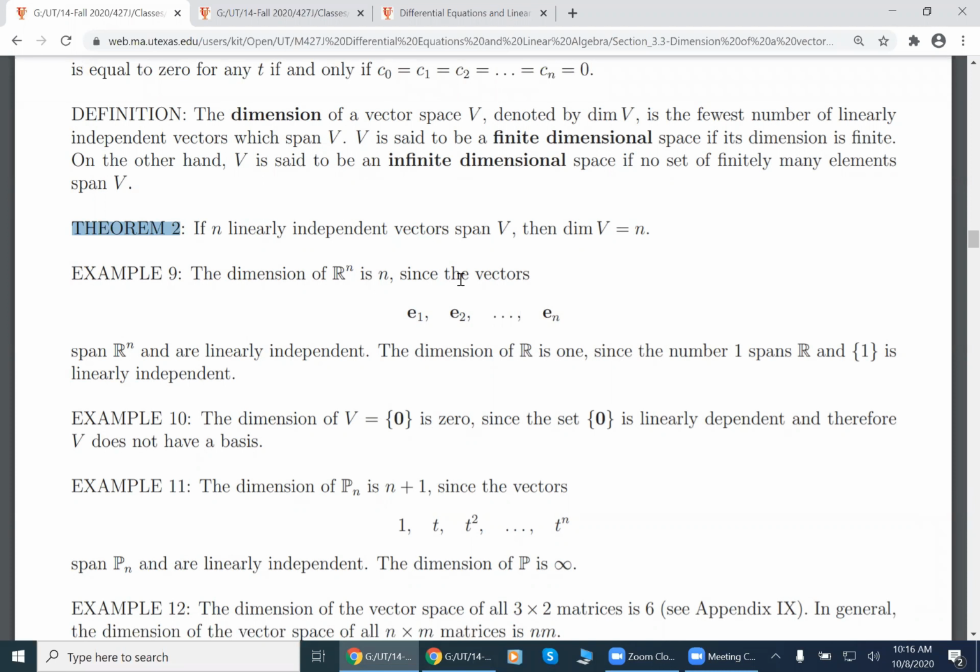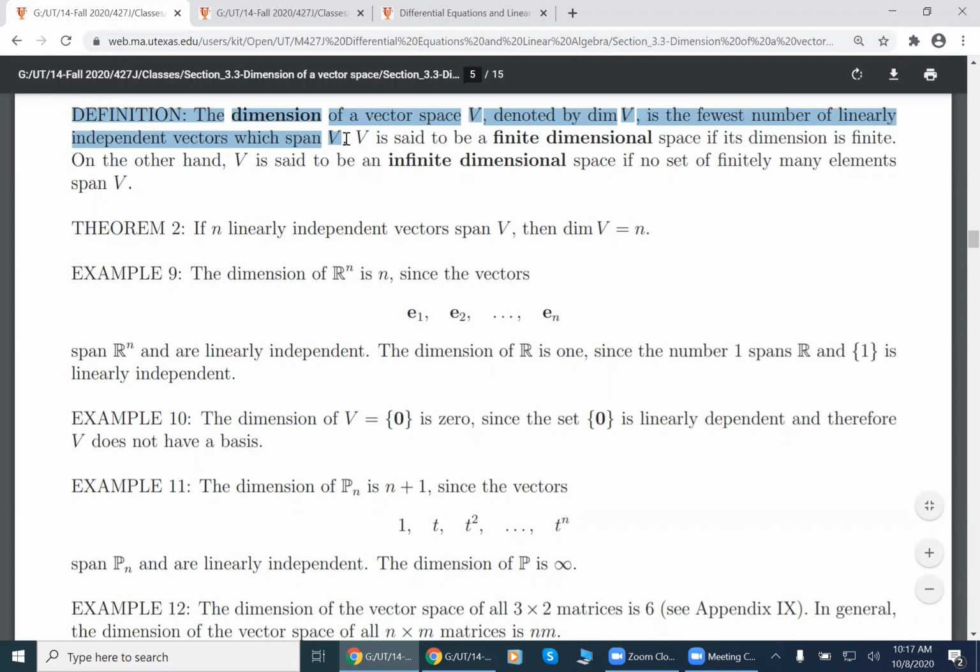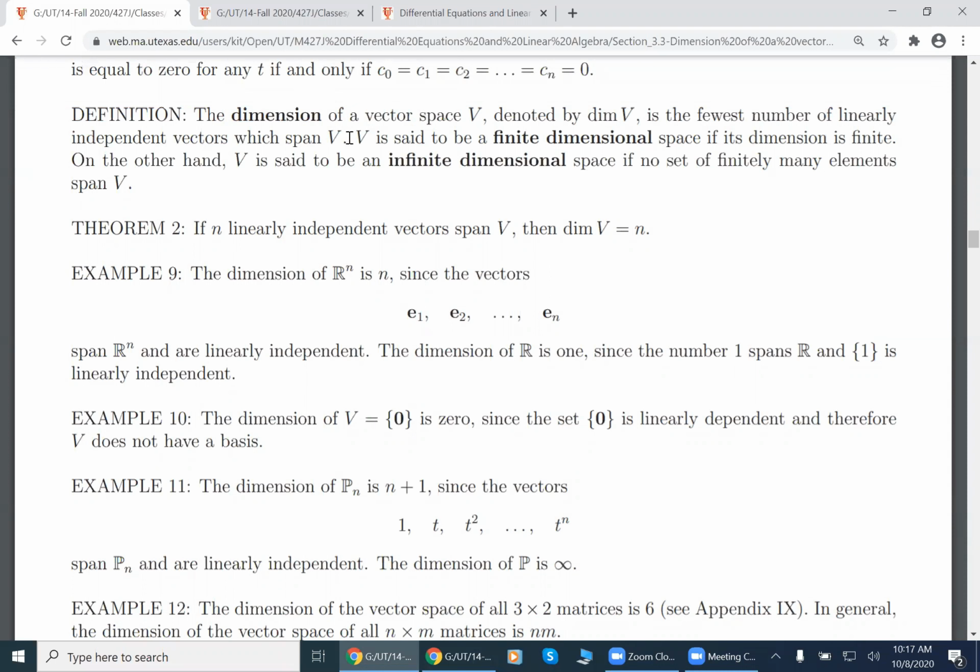Once again, you can say, why care about dimension? Note that by this definition, dimension tells us the smallest number of linearly independent vectors such that the whole vector space can be built through their linear combinations.